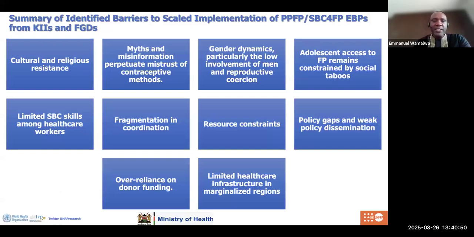Qualitatively, these are some of the insights that came out as important barriers, both from KIIs and FGDs: issues around culture, religious resistance, myths and misinformation, gender dynamics and gender influences on family planning, adolescent access to FP, limited SBC skills among healthcare workers, fragmentation in coordination, resource constraints, some policy gaps, and weak policy dissemination. Over-reliance on donor funding and limited healthcare infrastructure, especially in marginalized areas, also came out. So these came out as themes in the qualitative bits of the key informant interviews and FGDs that were conducted.